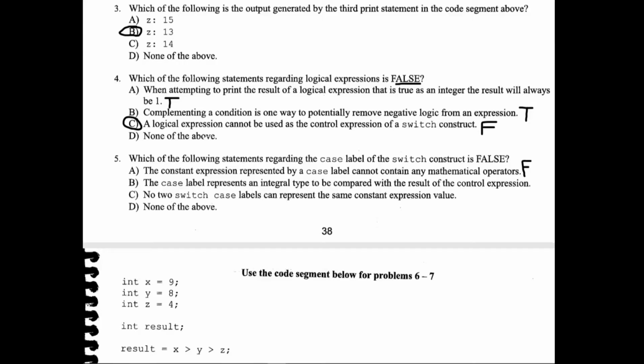The next point, the case label represents an integral type to be compared with the result of the control expression. That's true. The case is compared with the control expression. If they're matching, then that case segment of the switch is executed. C, no two switch case labels can represent the same constant expression value. That is also true. All the case labels have to be different. If two of them were the same, then the compiler would be confused and wouldn't know which one to choose, so they have to all be different. So we're going to mark these as true. And the answer here is then A, because it's the only one that is false.